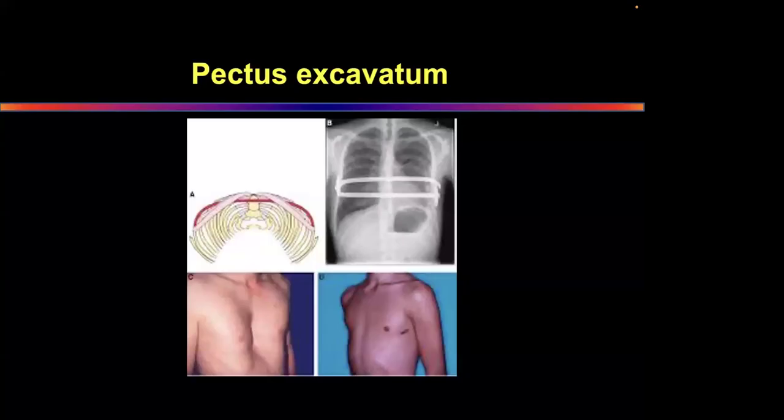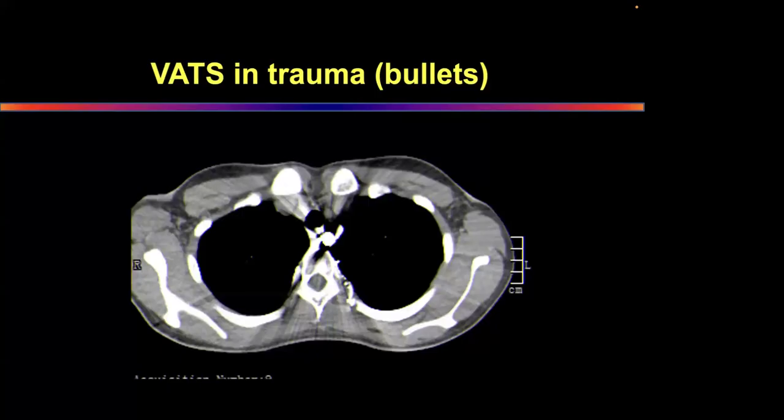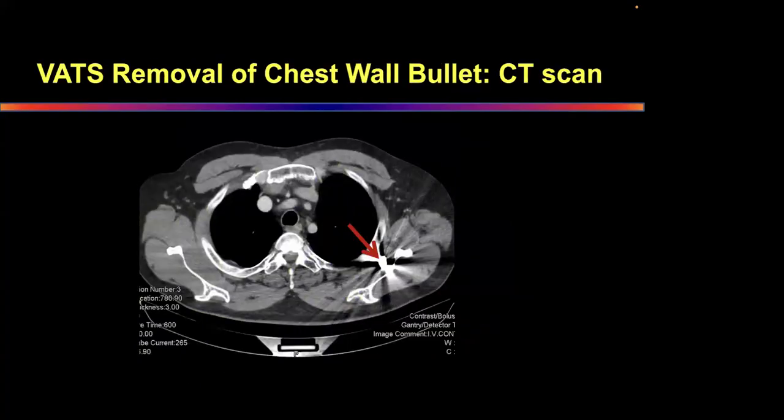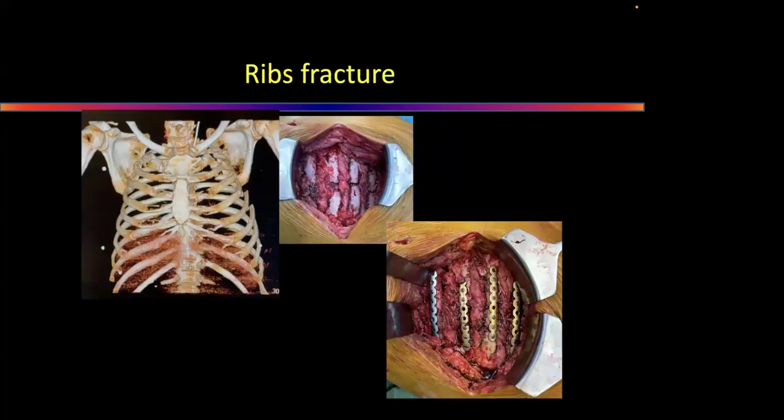Chest wall deformities like pectus excavatum and carinatum. Usually now the Nuss procedure, we do it by endoscopic means. For trauma, drainage of pneumothorax, removal of bullets at several locations. This bullet is located in the mediastinum or in the chest wall, in the pleural cavity. All these bullets can be removed by VATS technique only.